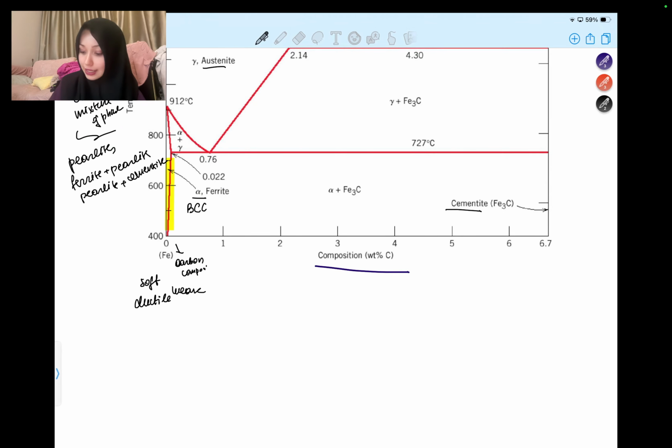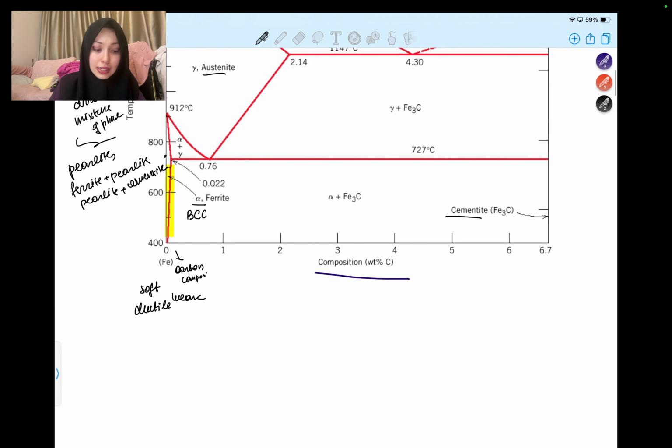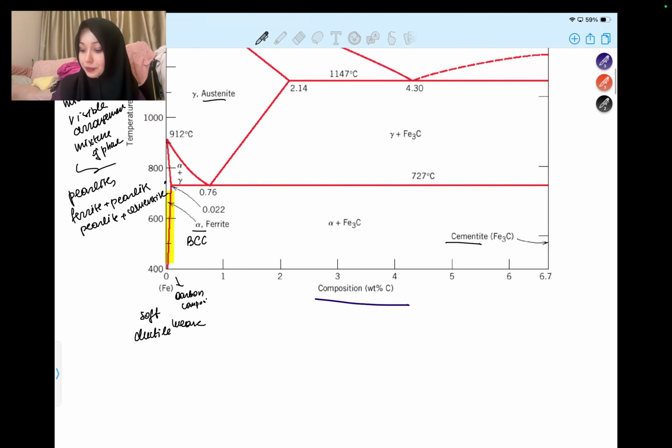It can be magnetic below, let's say, about 768, somewhere here. Below that temperature, it can be magnetic, and it is stable at room temperature. But why is it soft? As I mentioned, due to having little carbon, the dislocations can move more easily.